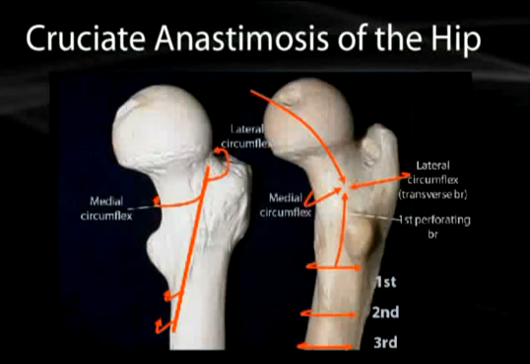Let's come back to the cruciate anastomosis based on the question that we asked earlier and see why the inferior gluteal is going to be a good bypass for blockage of the femoral artery.